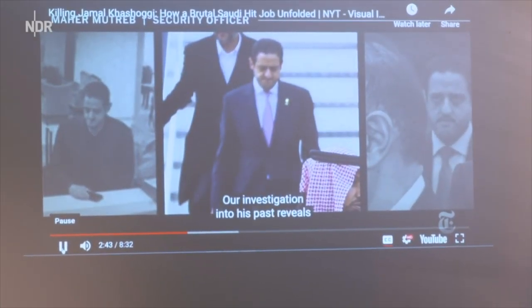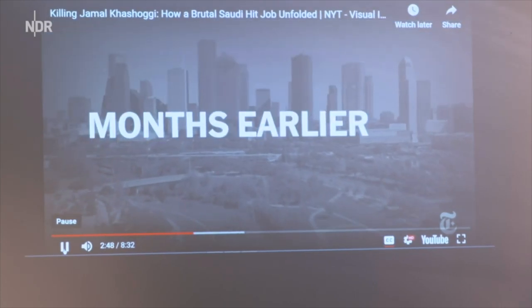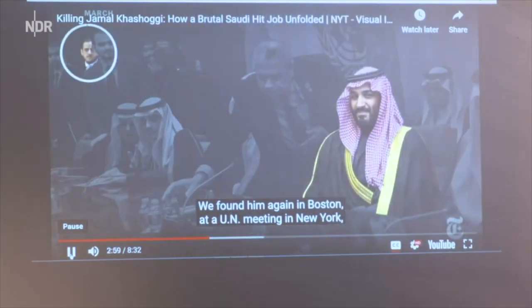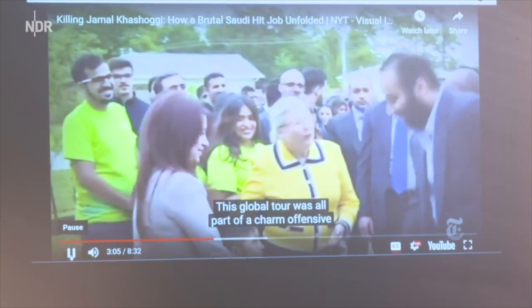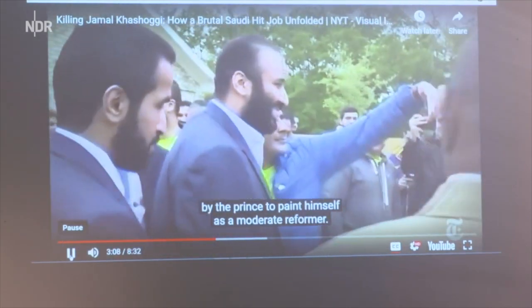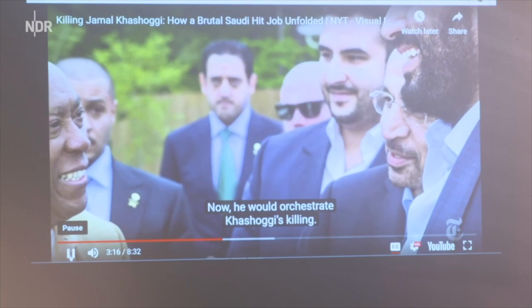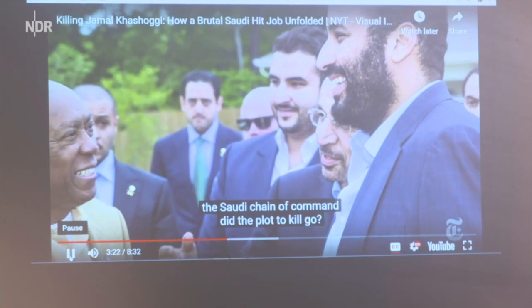Our investigation into his past reveals a direct link between Mutreb and the Saudi Crown Prince. When bin Salman toured a Houston neighborhood earlier this year, we discovered that Mutreb was with him, a glowering figure in the background. We found him again in Boston, at a UN meeting in New York, in Madrid, and Paris too. This global tour was all part of a charm offensive by the prince to paint himself as a moderate reformer. Back then, Mutreb was in the Royal Guard. Now he would orchestrate Khashoggi's killing. And his close ties to the Crown Prince begged the question, just how high up the Saudi chain of command did the plot to kill go?